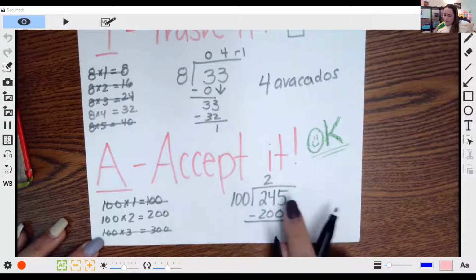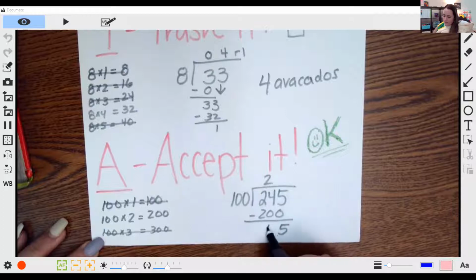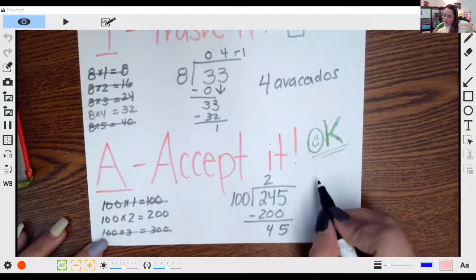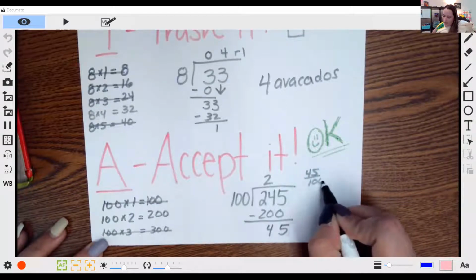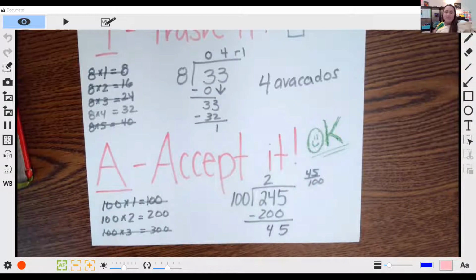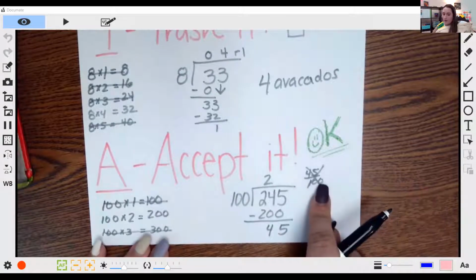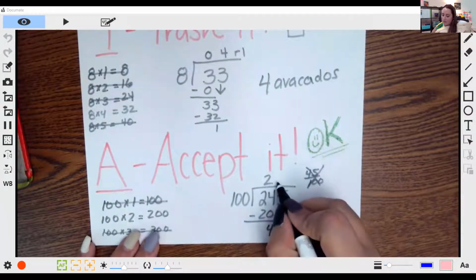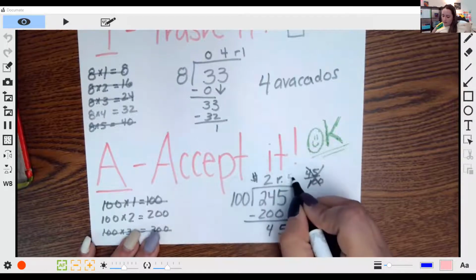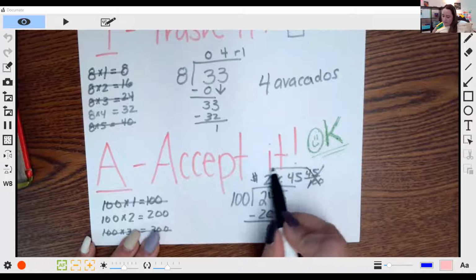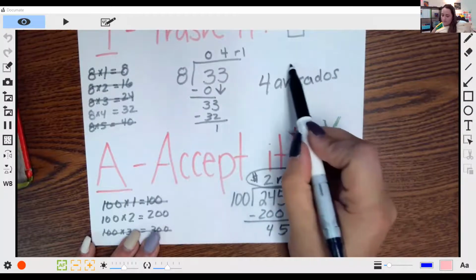Now I subtract. 5 minus 0, 5. 4 minus 0, 4. And then, of course, 2 minus 2 is just nothing. So instead of doing the $2 with 45 over 100 like how they recommend, we're just going to go ahead and accept it. So I'm going to leave this out for now. This will come later in math, but not yet. We're just going to have our answer $2 with a remainder of 45. Okay? And that would be our answer there.